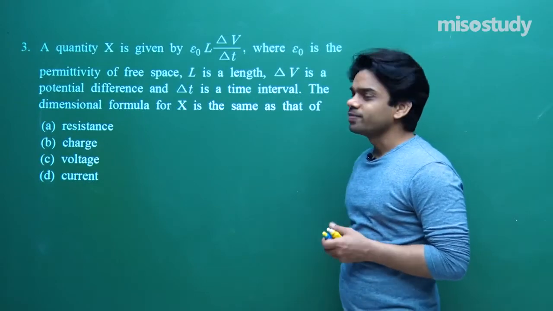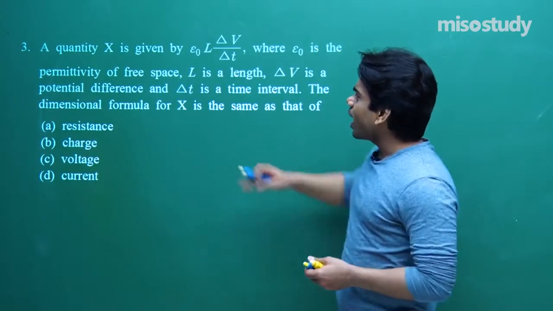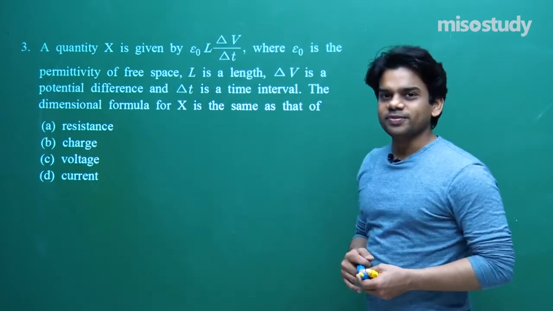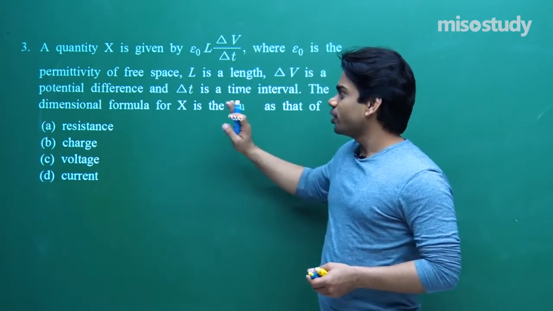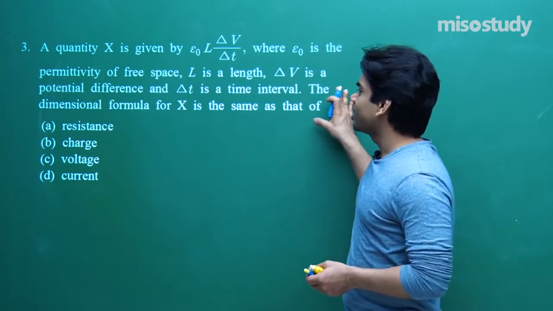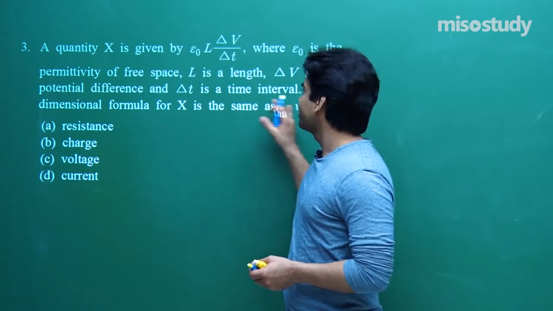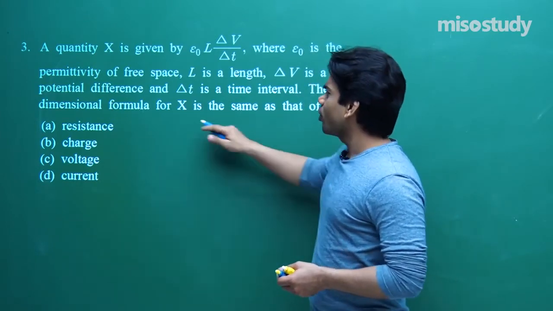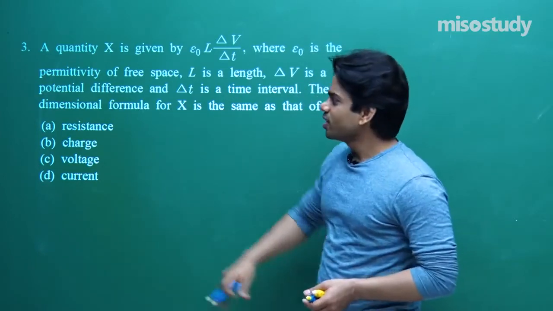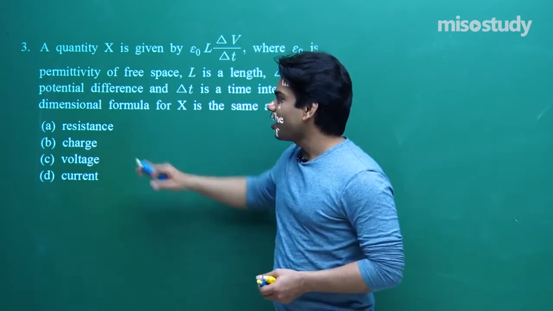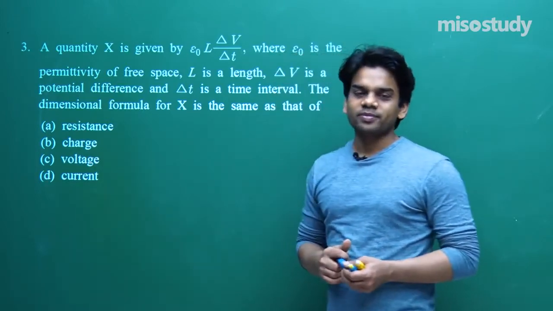Next question 3. A quantity x is given by epsilon naught L delta V by delta T, where epsilon naught is permittivity of free space, L is a length, delta V is potential difference, and delta T is time interval. The dimensional formula for x is same as that of A resistance, B charge, C voltage, D current.